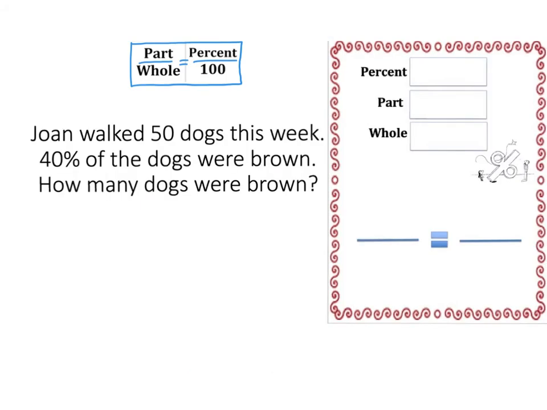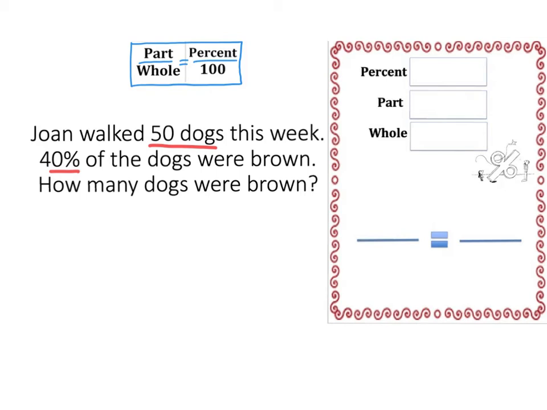So here is our first problem. It says Joan walked 50 dogs this week. 40% of the dogs were brown. How many dogs were brown? So like I said before, we're going to first start by identifying our percent, our part, and our whole. So we have 50 dogs and we have 40%, and those are our 2 number values.